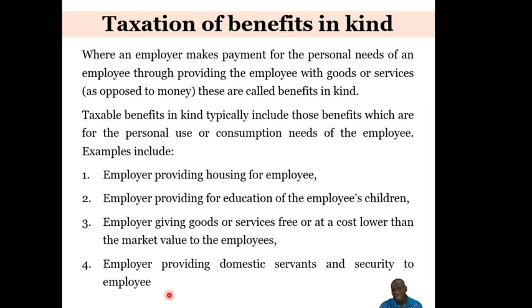For example, an employer providing housing for an employee is a benefit in kind. An employer providing for the education of the employee's children is a benefit in kind. An employer giving goods or services free or at a cost lower than the market value, and an employer providing domestic servants and security to employees. These are benefits in kind.